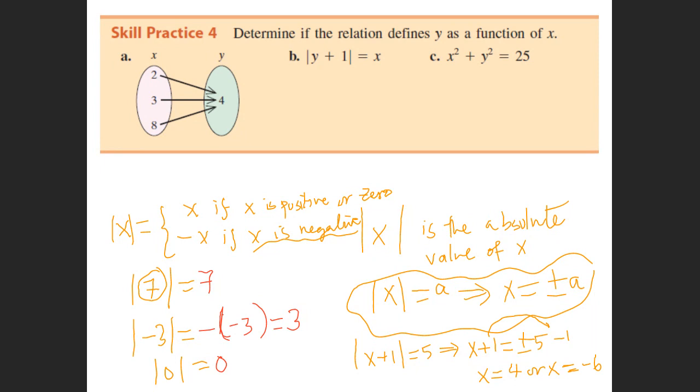Okay, so going back to the question. Let me split it into 3 questions. What do you think about the first part? Does it represent a function or not? The first part.